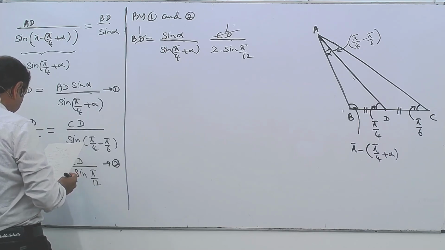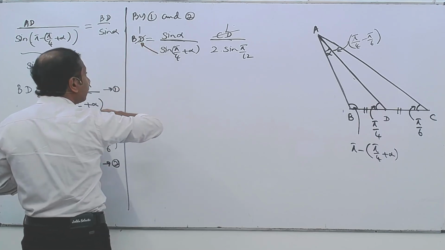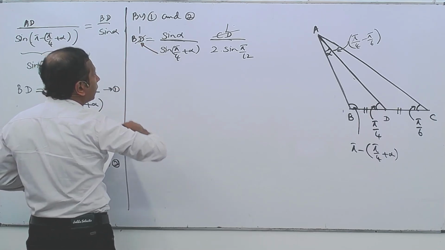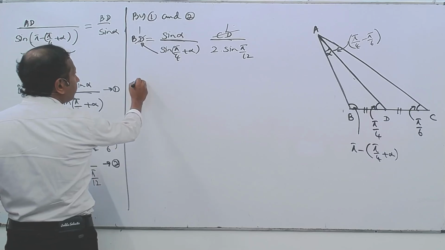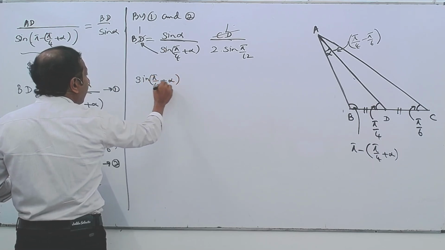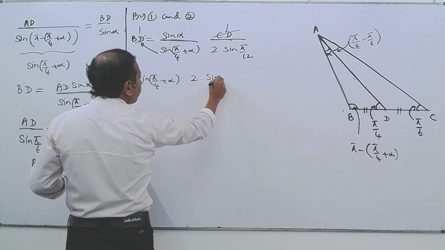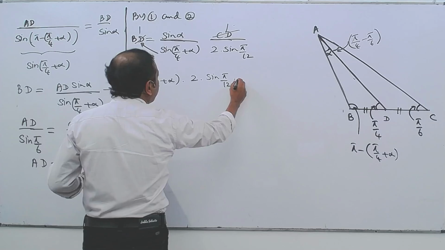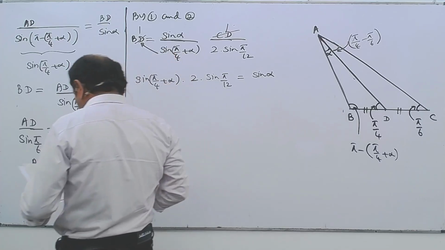Okay. Then I can bring this here, and then sine(pi by 4 plus alpha) and 2 sine pi by 12 equals sine alpha. This we get now.